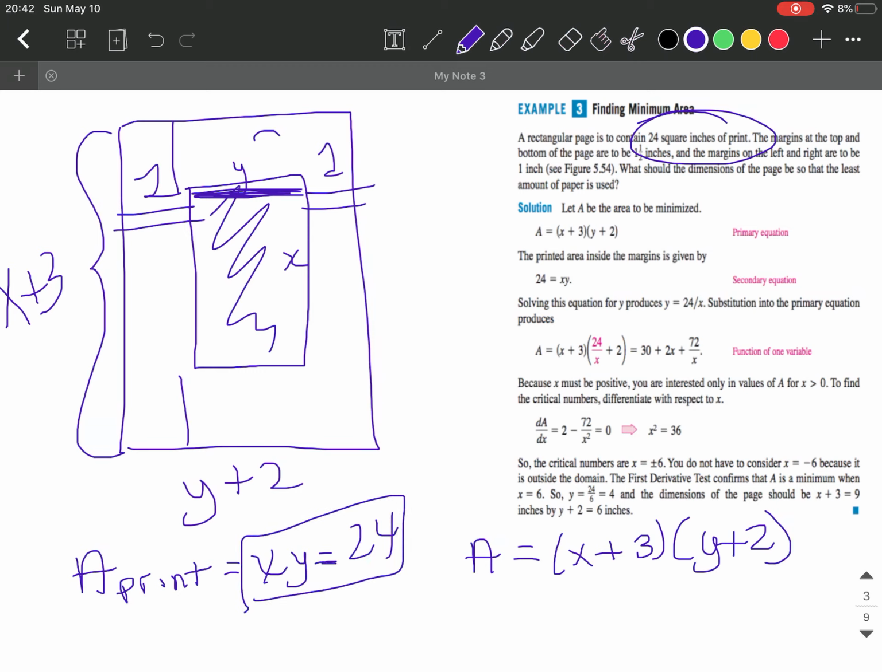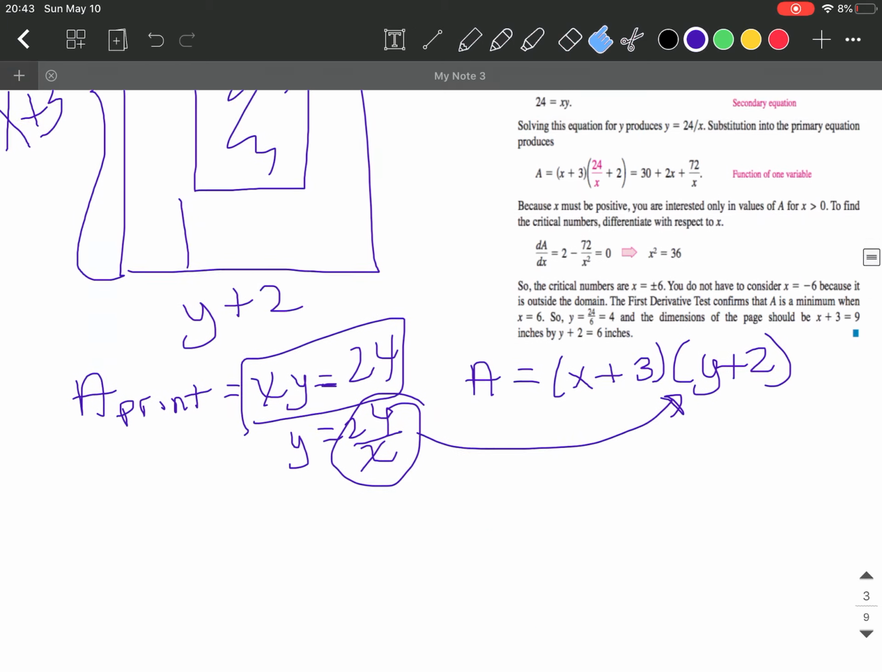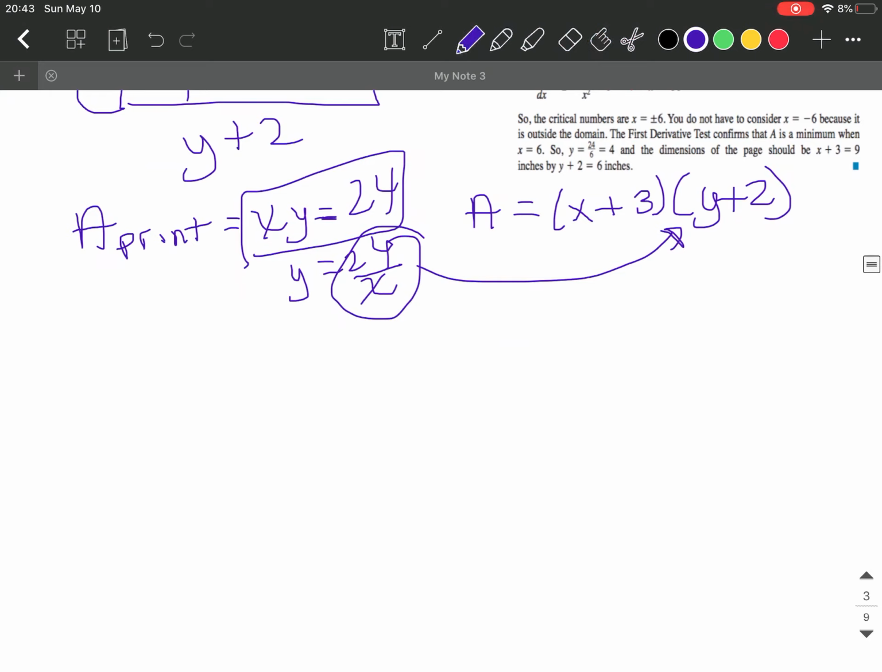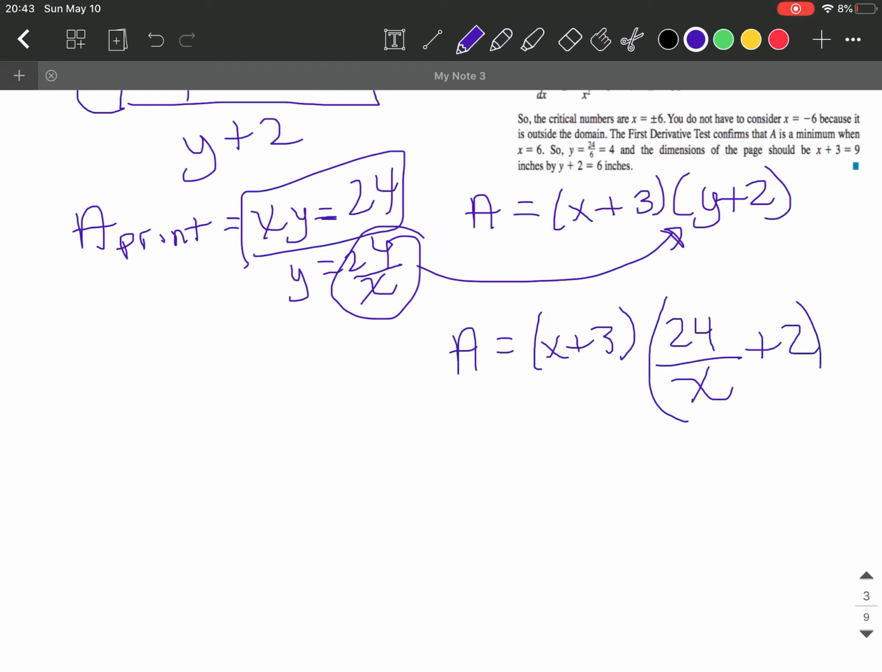You get to pick here. You can either solve for X or solve for Y. Let's do what they did. They substituted for Y. So Y equals 24 over X, dividing by X there. And then you substitute that Y in there. So that would be area equals X plus 3 times 24 over X plus 2.